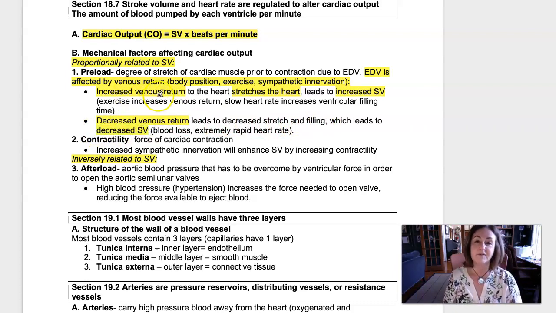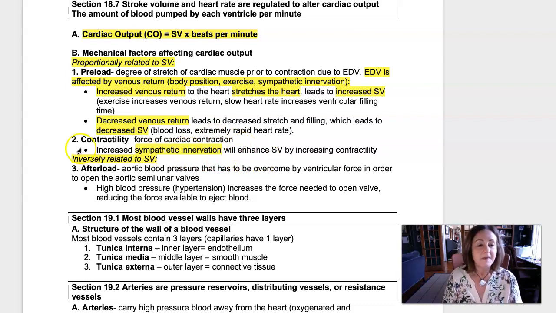So we might have an increased venous return if we were exercising, as an example, compared to if we had a blood loss. That might decrease the amount of venous return, or an extremely rapid heartbeat, because when the heart beats really fast, we don't have time for it to fill. So that's what's known as preload. And then contractility is just the force of cardiac contraction. So the force of cardiac contraction is stimulated, is increased by the sympathetic nervous system.